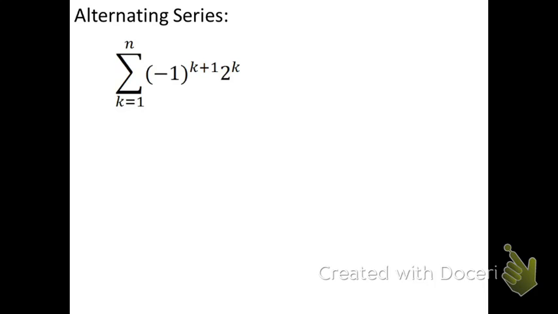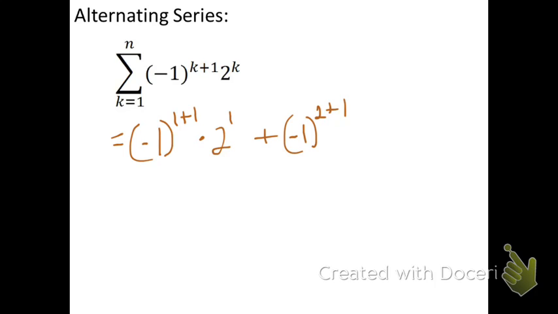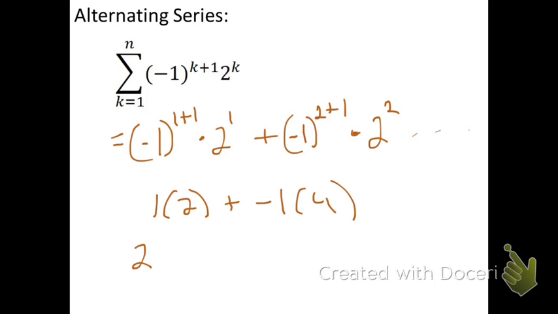So let's write out the first few terms of this one. If we plug in 1 for k, we get -1 to the 1 plus 1 times 2 to the 1. Then we're going to add the next term, which is -1 to the 2 plus 1 times 2 to the k, which is 2, etc. We're just going to keep adding these all together. So -1 to the 1 plus 1 is +1 times 2, plus the next one will be -1 times 4. So it's going to go 2 minus 4, and then plus the next one, and then minus the next one. So this is an alternating series, just like we had an alternating sequence.